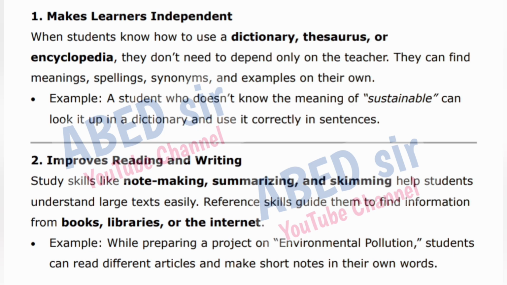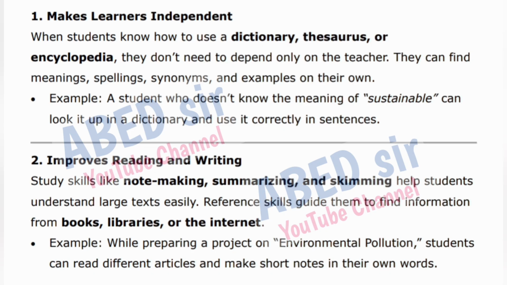1. Makes learners independent. When students know how to use a dictionary, thesaurus, or encyclopedia, they don't need to depend only on the teacher. They can find meanings, spellings, synonyms, and examples on their own. Example, a student who doesn't know the meaning of sustainable can look it up in a dictionary and use it correctly in sentences.